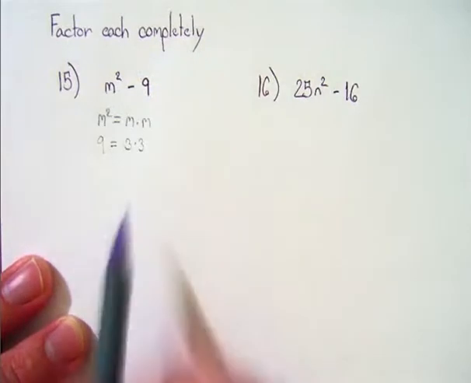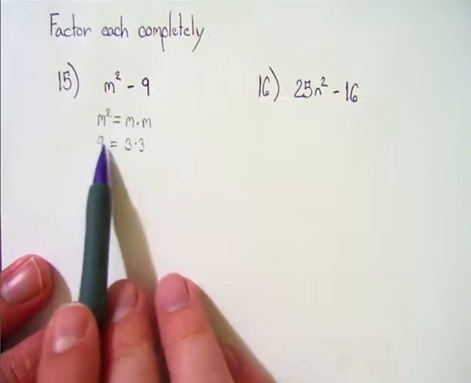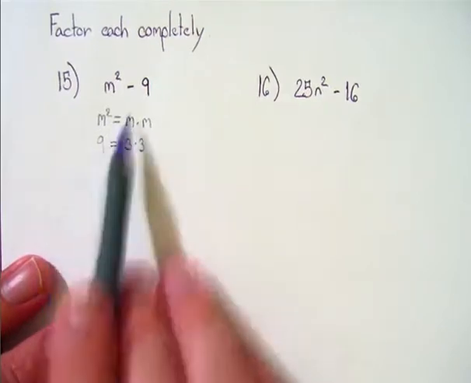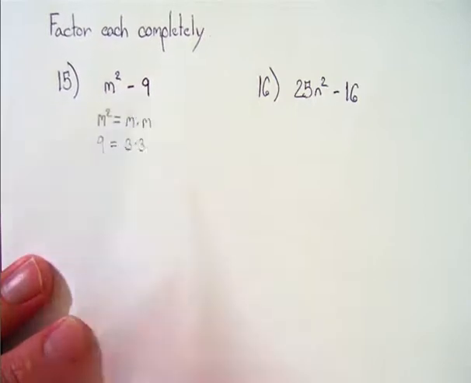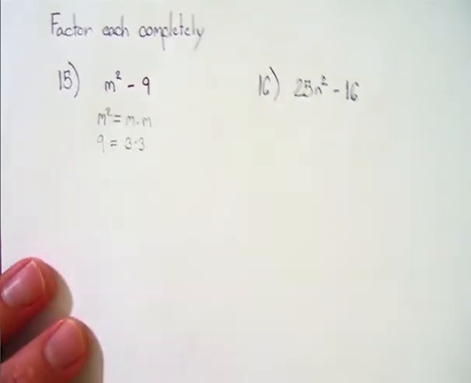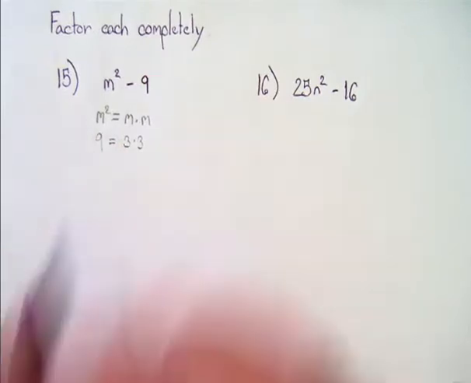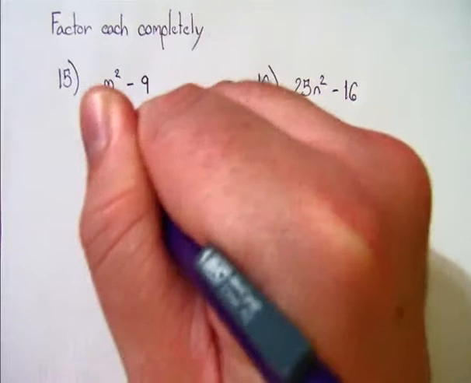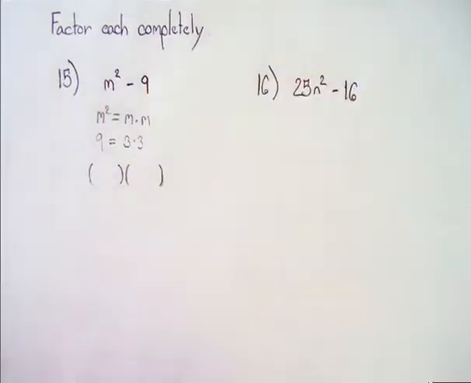So what I see here is that m squared is a perfect square. It's m times m. And 9 is a perfect square. It's 3 times 3. When I see this situation, that this is a perfect square and this is a perfect square, there's a certain form that our factored form is going to take that's very easy to remember. It's going to look like a binomial times a binomial.